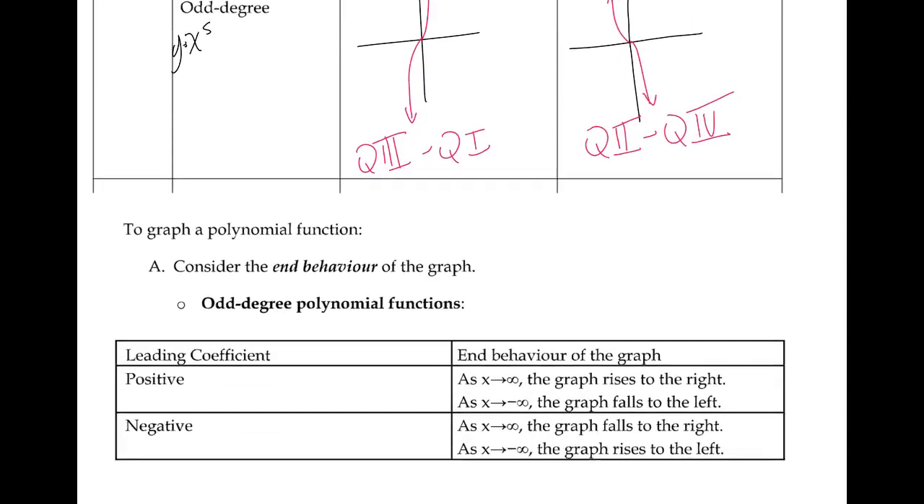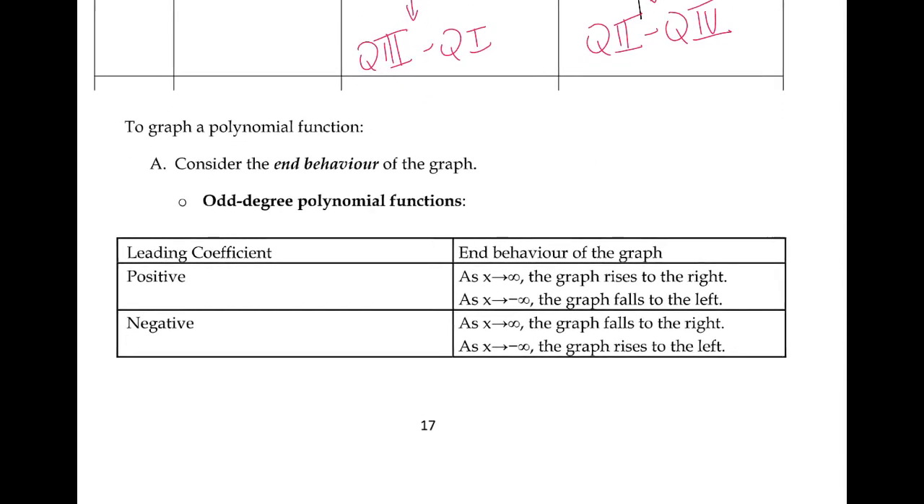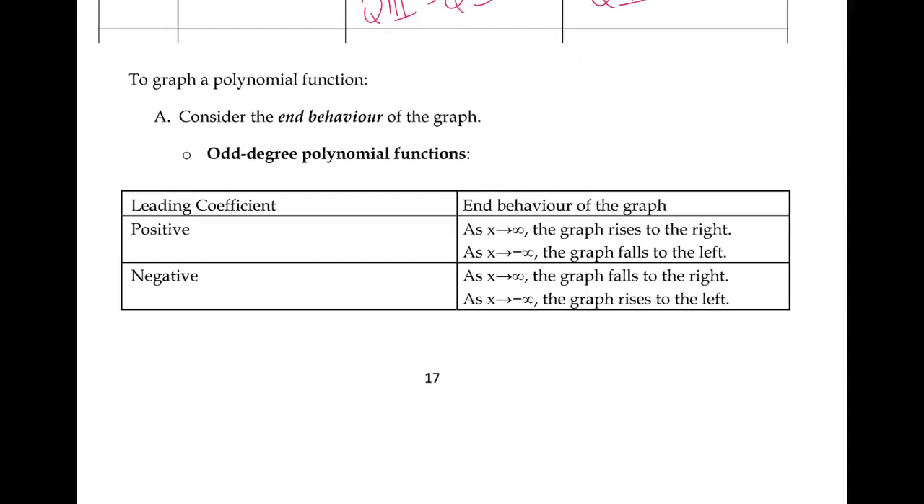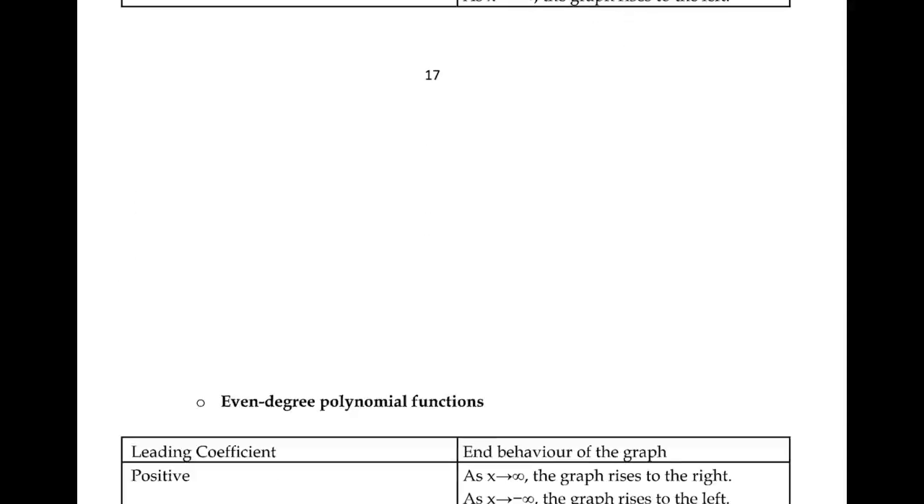In general, we can then use this end behavior to our advantage and state that when we have an odd degree polynomial function and a positive leading coefficient, as x approaches positive infinity or goes to the right, the graph rises. As x approaches negative infinity, aka going to the left, the graph falls. The negative version of this is the opposite. And this is for odd degree polynomial functions.